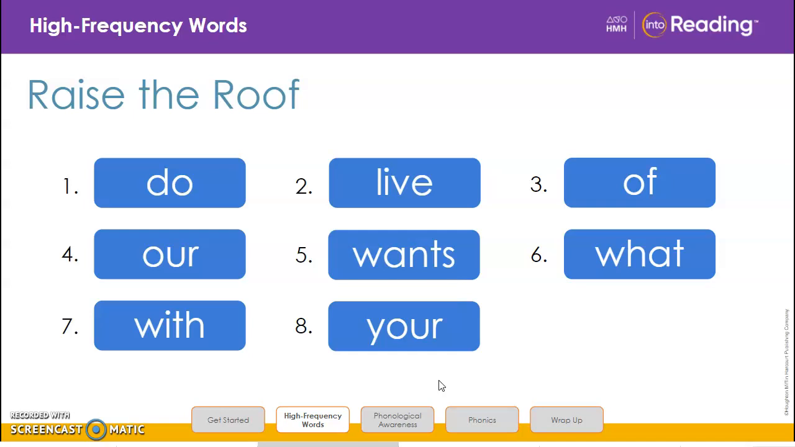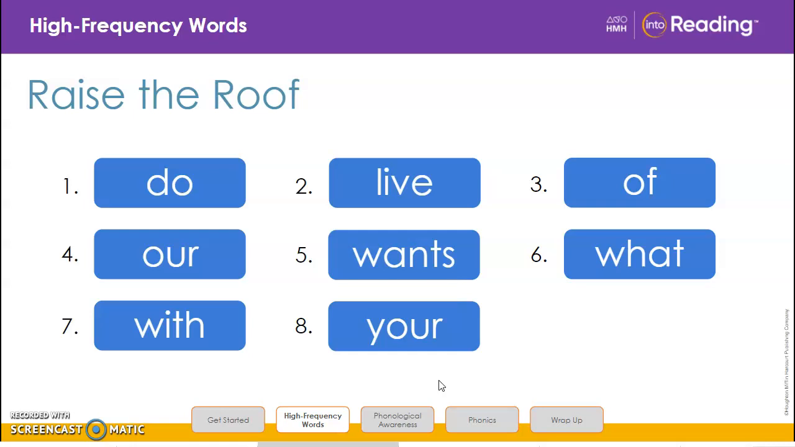Good. All right, so now we're going to look at the word do. Raise the roof by pushing your hands upward toward the ceiling for each letter in do. Ready? D-O. What's the word? Do. Okay, the next word is live. Raise the roof. L-I-V-E. What's the word? Live.